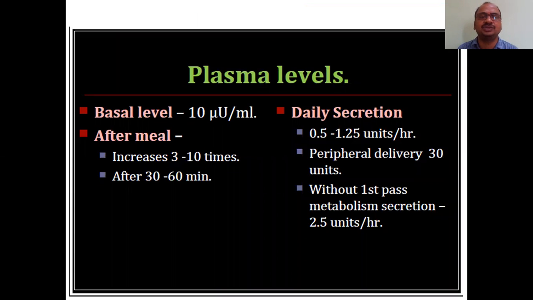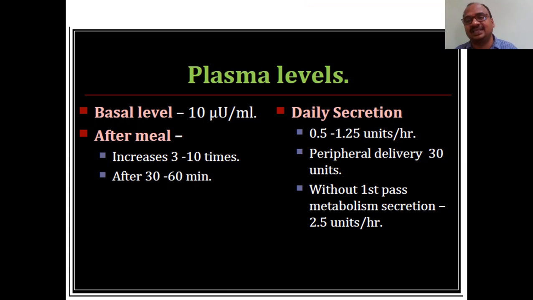Plasma levels of the insulin. The base level, how much insulin is present in the plasma? Round figure, 10 micro units per ml. That is the base level. If you are taking a meal, it will increase to 3 to 10 times. That is 30 to 100 micro units per ml, 30 to 60 minutes after consumption of the meal.